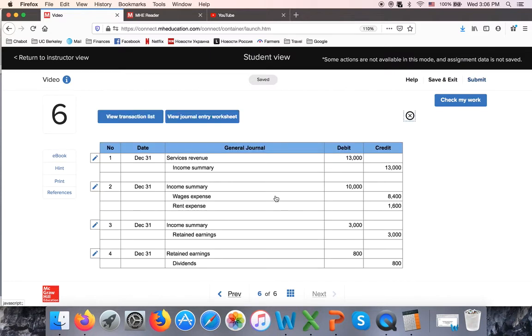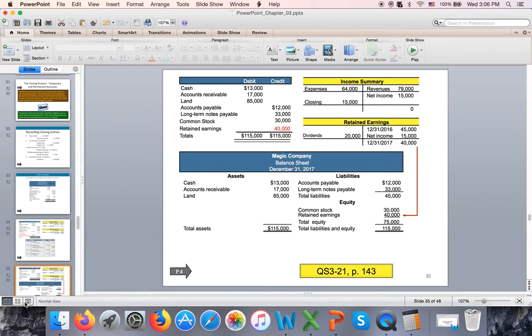This is my journal entries. Close revenues, expenses, income summary, and dividends. So please practice. I hope it makes sense. And let me finish the chapter.